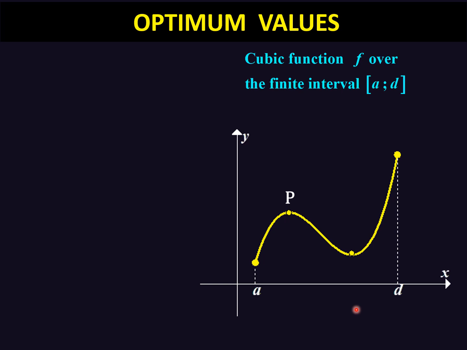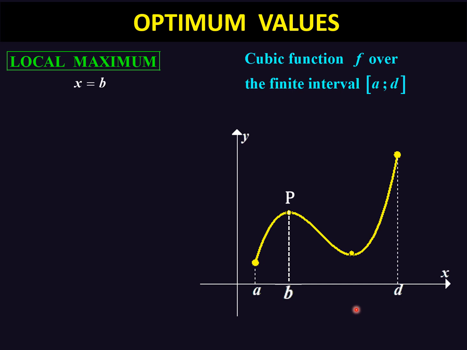Point P. What is point P? That's correct. Point P is a local maximum. And that local maximum, if we just look at that, we see we have a value associated with it. And what do we refer to that value? That's right, a critical value. And let's say the value there is x equal to b.